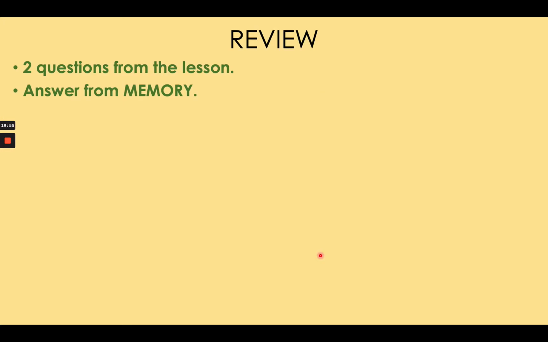From this lesson, write 2 questions and answer them from memory. In a week's time, test yourselves on those questions to see if you still remember this. Next lesson, we're going to be exploring the causes of climate change, and I'm going to help you understand the key physics process that's happening that's making climate change occur, which is the greenhouse effect.